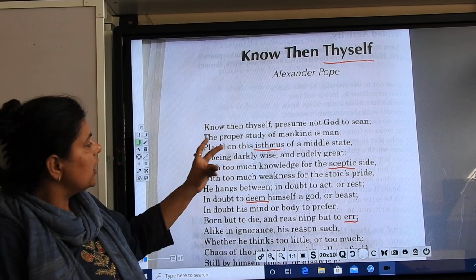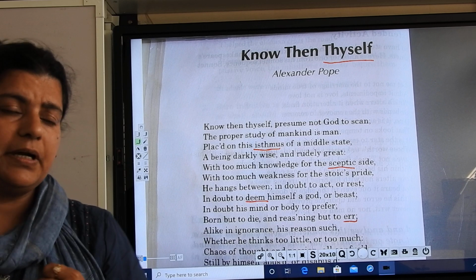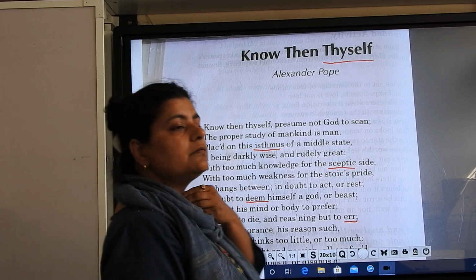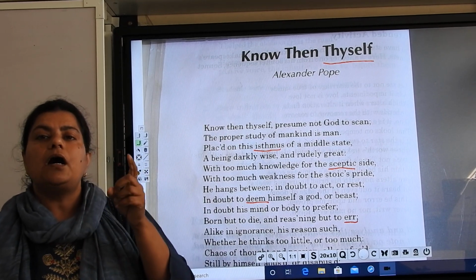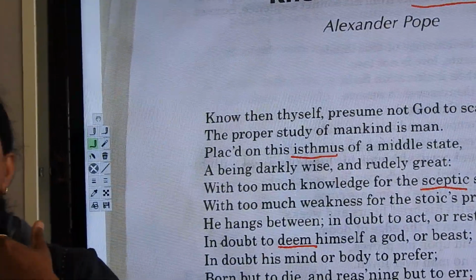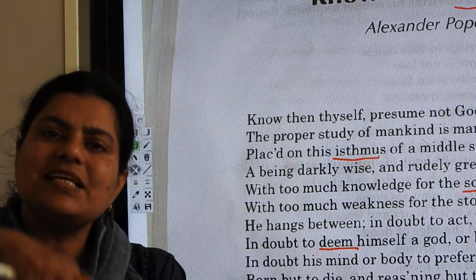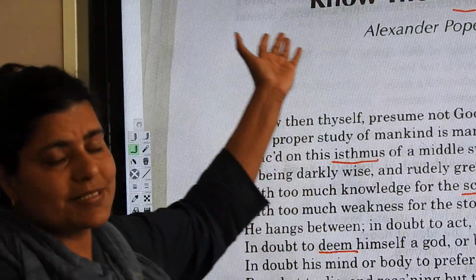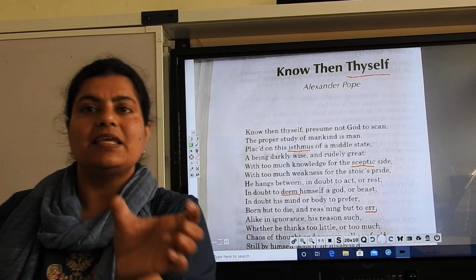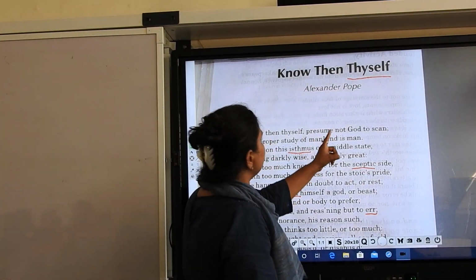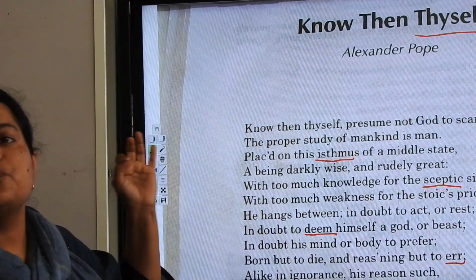Isthmus. The meaning of this word, though it is a biological term, and the area, that is, if I talk about human anatomy, then our throat has two bones and it is connected to the isthmus. So it is a middle point. And Alexander Pope here, because we know, because it is written here, the poet is Alexander Pope, that it is in the middle state. Yes, the position of man is in the middle state. That's why this word, this phrase is important here.